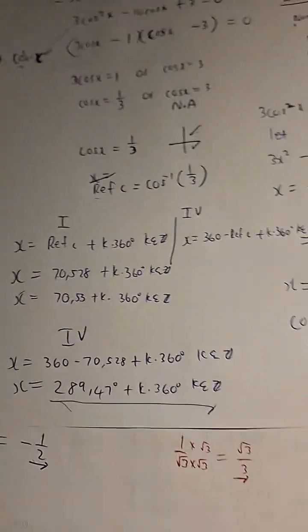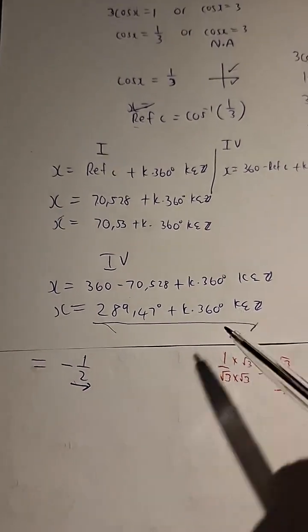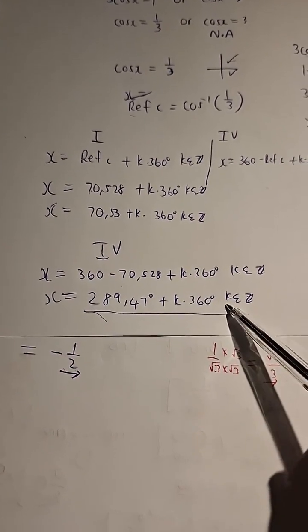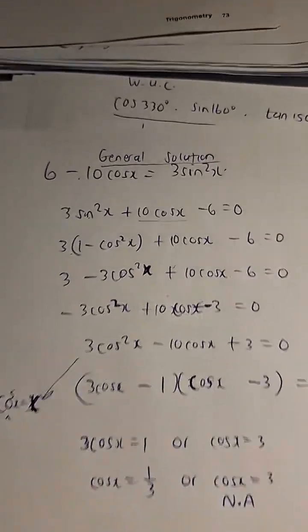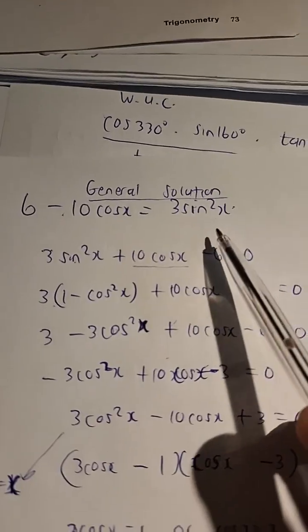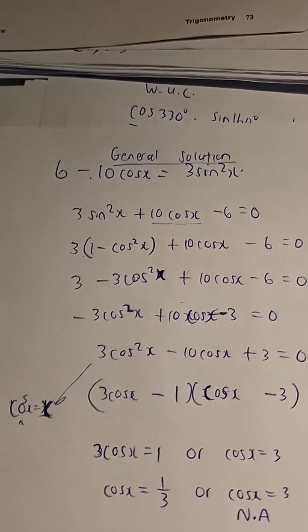So plus k 360, where k is an element of integers. There it is, guys. So those are our general solutions. These are our general solutions. So back to the top, just for those who probably missed it a bit there. Or is it 477? Wait a minute.